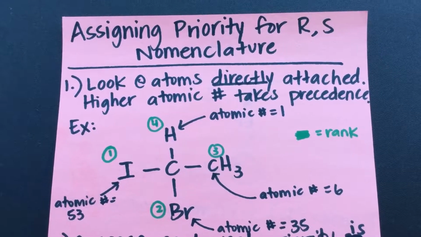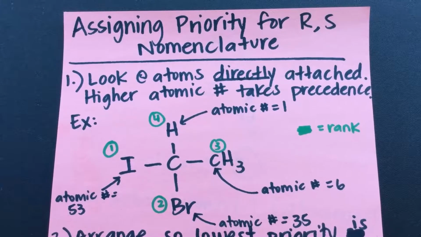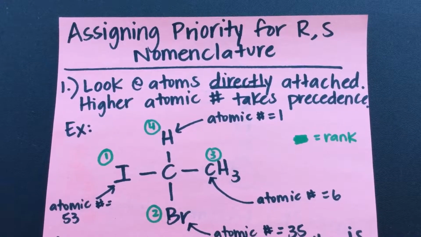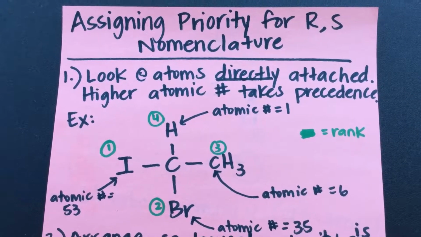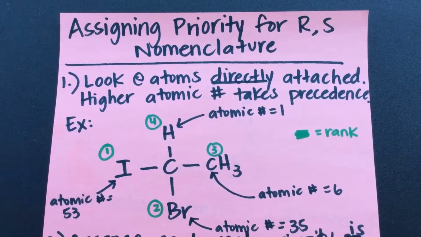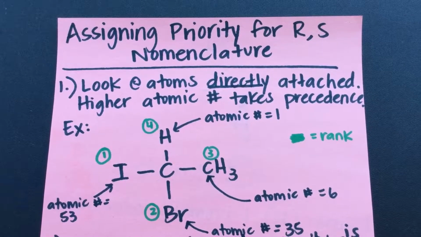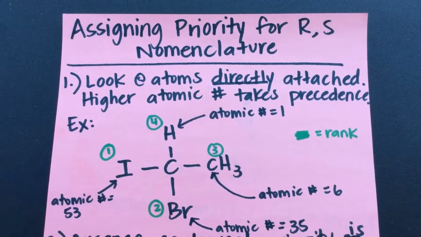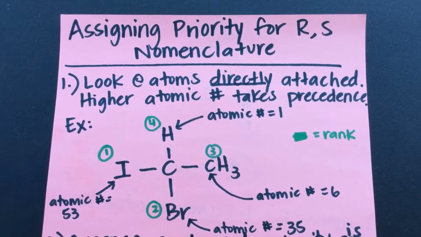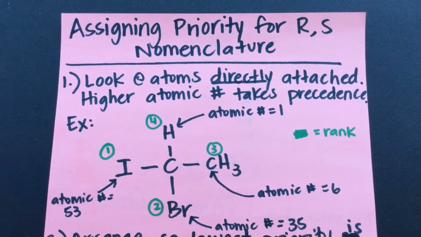One of the first new topics in Organic Chemistry 1 that a lot of students struggle with is R S nomenclature. So let's take a minute and go through some basic examples. The thing we need to be able to do is assign priority, and the way we do that is we look at the atoms that are directly attached to my stereocenter.